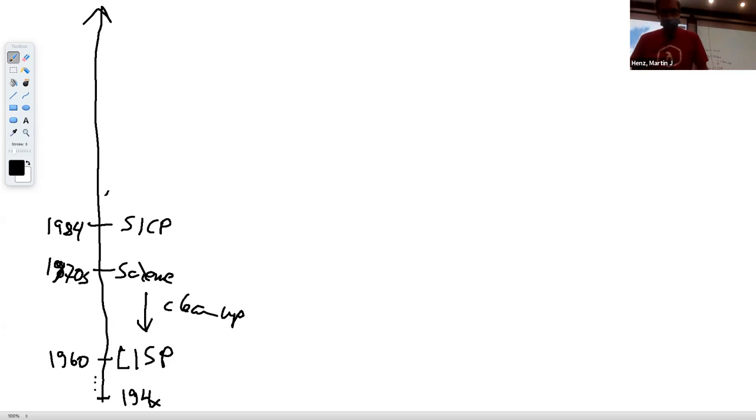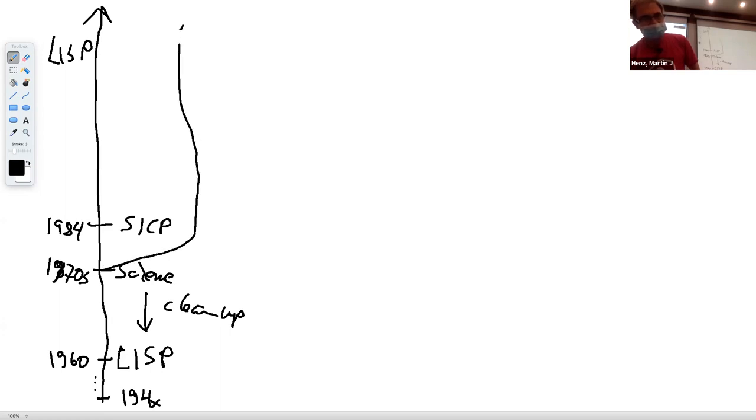So what we can say then is that if this is the language Lisp, as the grandfather of all the languages, you can think of Scheme as a branch off from Lisp. So that is Scheme. And SICP, of course, used the language Scheme. So what happened then was the PC and all of that stuff that happened in the 80s.